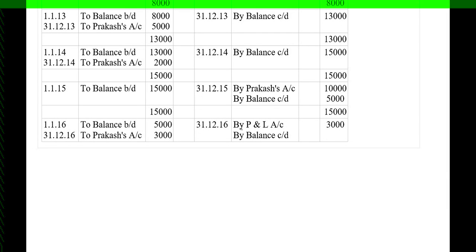So here there will be 8000. There will be still balance of rupees 5000 here. So now let us take the total here. 8000. So 8000. So this is the balance which is remaining in the short working account.